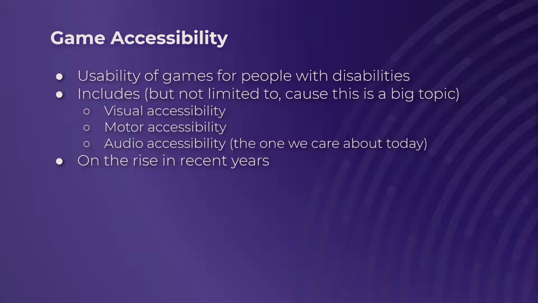So, essentially, game accessibility refers to the usability of games for people with disabilities, whether they're sensory, motor, or cognitive disabilities. And this can include making games with visual accessibility, motor accessibility, so like designing for different controllers and such, and of course, audio accessibility, which is the one we care about today at least.